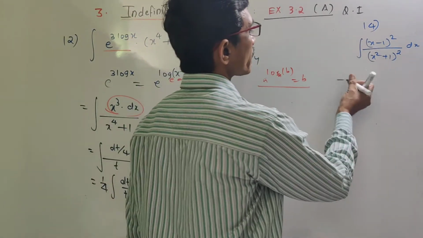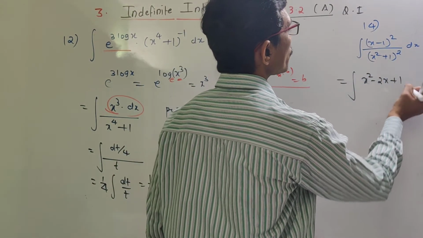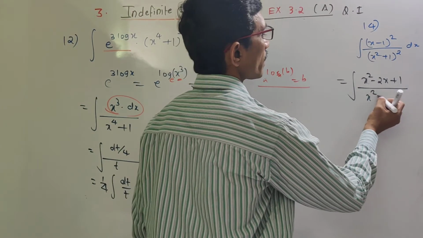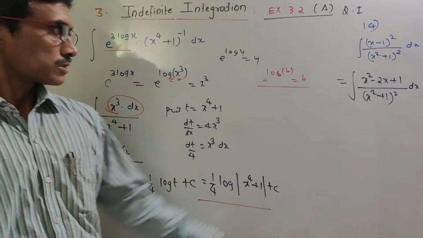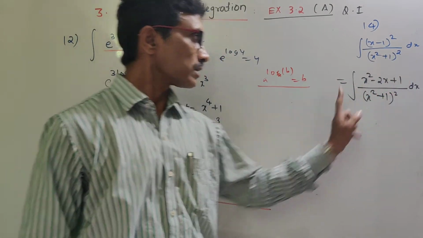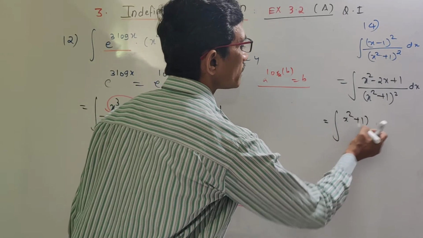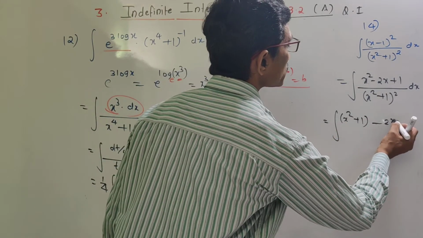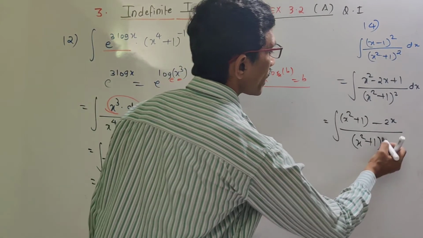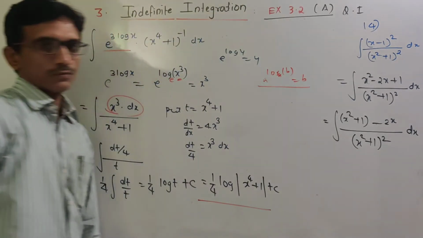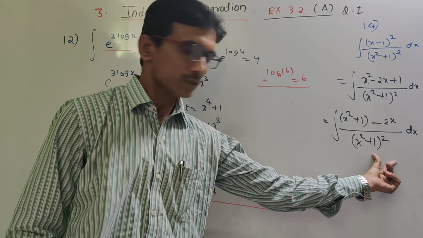तो न्यूमरेटर को expand करने पर आपको मिलता है x square minus 2x plus 1 upon x square plus 1 whole square denominator dx. Here x square plus 1, ये दो टर्म आपको एक साथ लाना है. This will be integral x square plus 1 minus 2x upon x square plus 1 whole square dx. फिर हम सेपरेट करते हैं. So this upon the denominator and 2x upon the denominator.